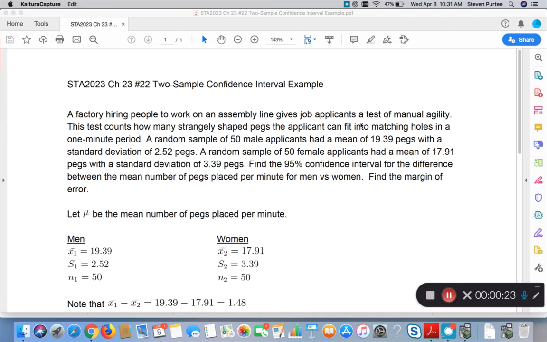They give us two sample means. They give us two standard deviations. That's the real key. That's how you know this is a two-sample problem. They give you two different standard deviations. They also give us two sample sizes.